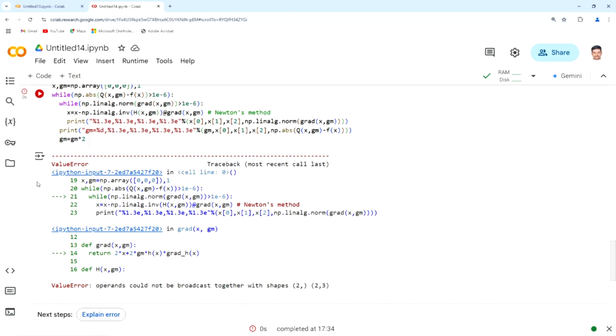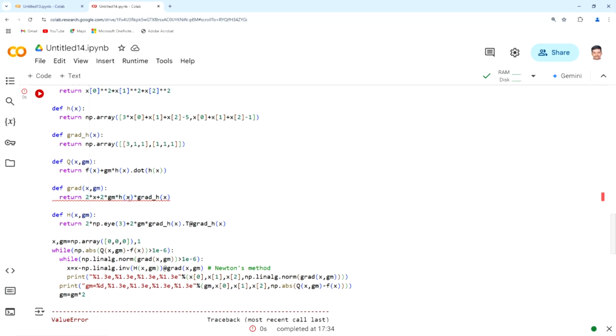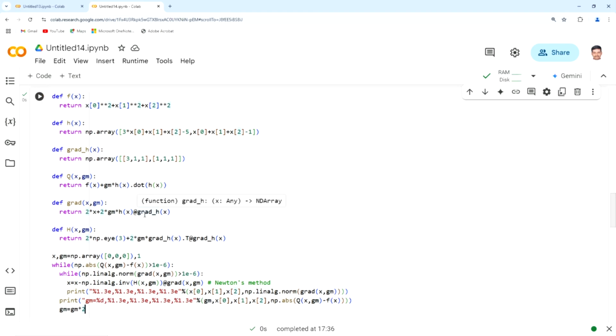Okay, I see an error. This is 2 into g m into... there has to be a sum here. So this is h of x. I have to write the dot product, I am sorry, no, not the dot product. You have h of x is 2 dimensional. So there is an error that I had to fix.